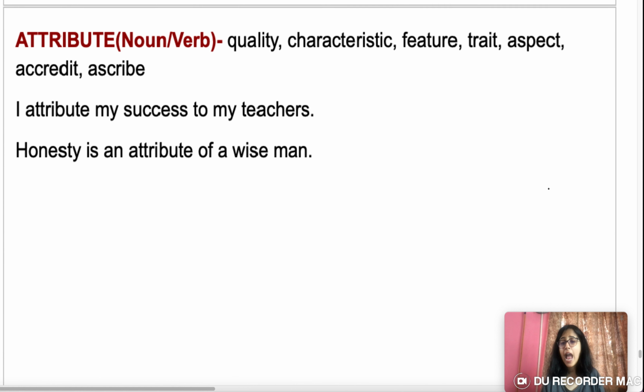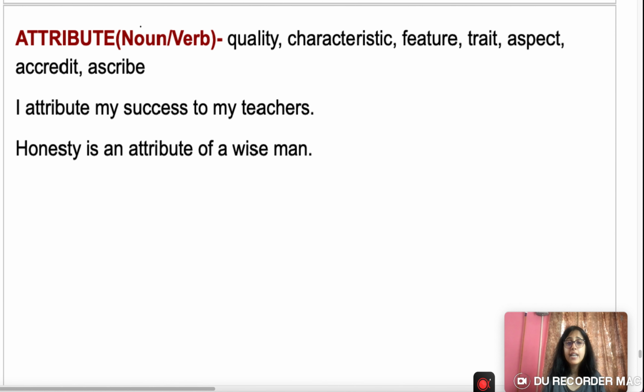Right. Next, attribute. Attribute can act both as a noun and as a verb. So attribute means the quality, characteristic, feature or trait of someone or something. Look at this example. Honesty is an attribute of a wise man. So honesty is a characteristic of a wise man. Wise men are honest. Honesty is a feature, a trait, a quality of a wise man.